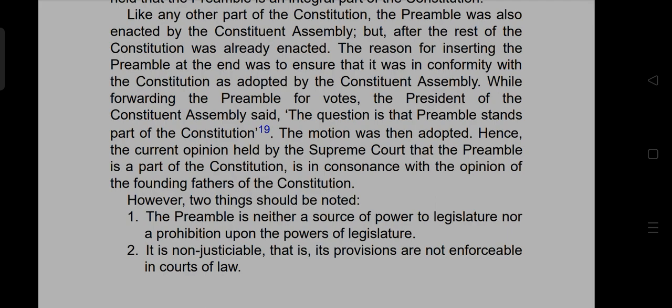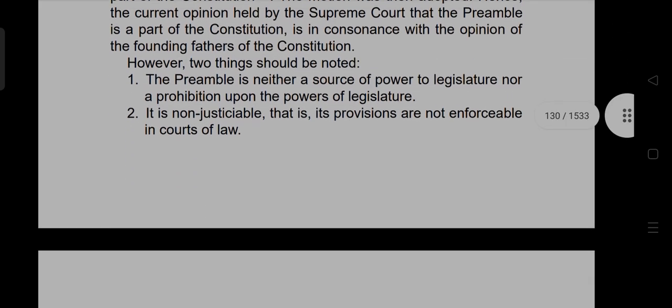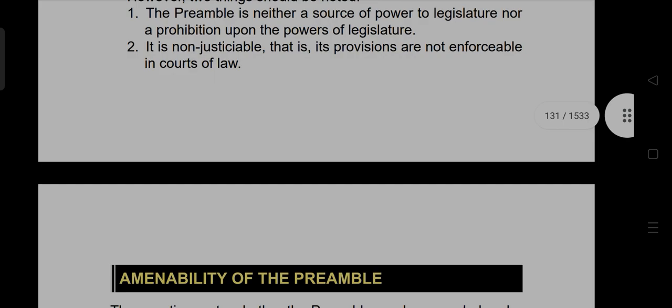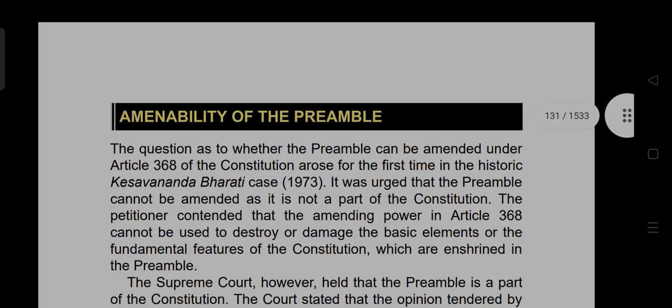Moreover, two things should be noted. First, the preamble is neither a source of power to the legislature nor a prohibition upon the power of the legislature. Second, it is non-justiciable in nature, that is, its provisions are not enforceable in the courts of law.